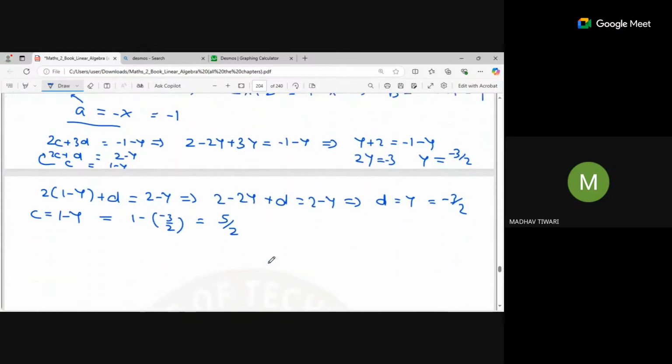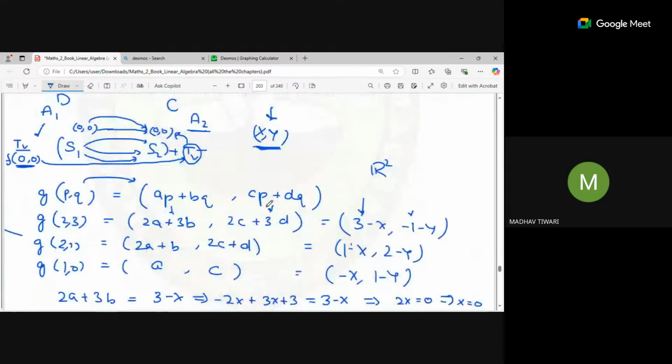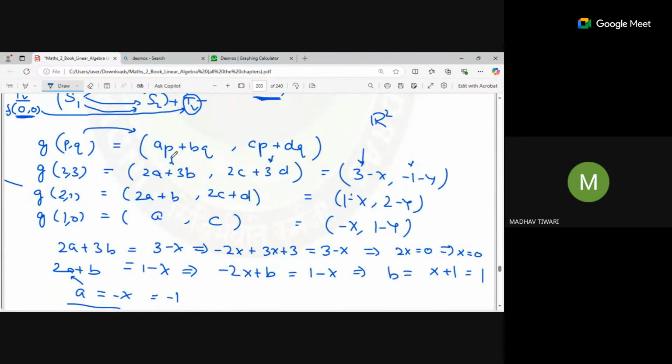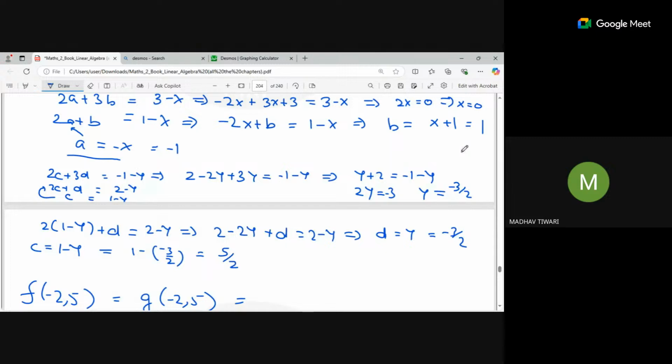So from here, it is given. Finally, I have to find out the A and B value, that is f of (-2, 5). So if I write here f of (-2, 5), you know that I have to remove the zero vector first. So it will be a linear transformation now, g of (-2, 5), right? This linear transformation can be explained as a times p, b times q, if I want to find (p, q). So what was the value of a? It is -1 and b is 1, right?